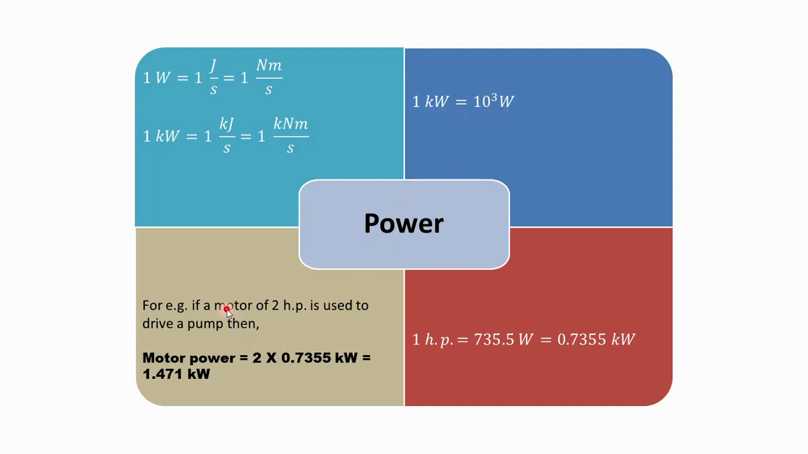For example, 1 HP is 735.5 watt or 0.7355 kilowatt. For example, if you are having a motor of 2 HP, then we can say that motor power will be equal to 2 into 0.7355 kilowatt. So we have converted HP into kilowatt. So the value is 1.471 kilowatt.